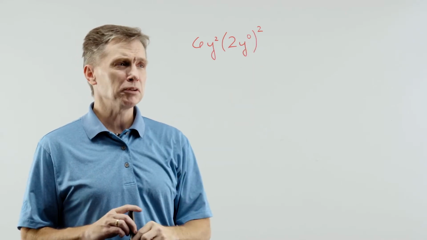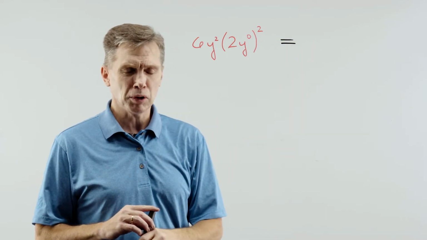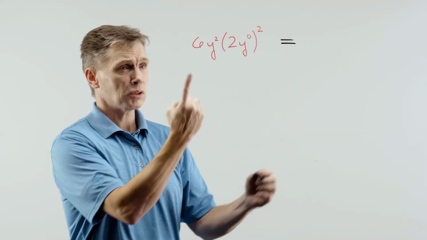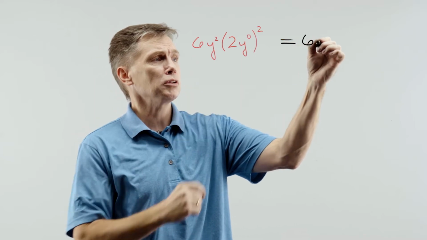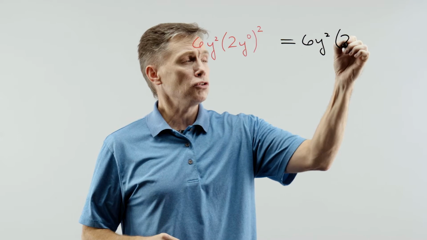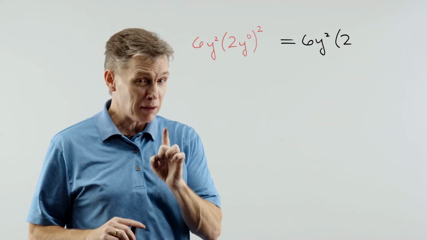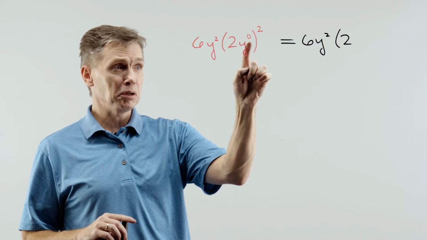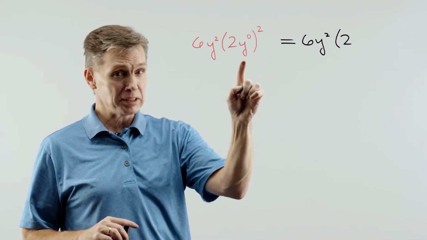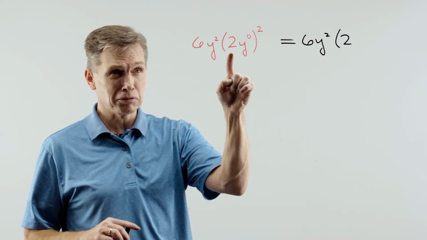So a good place to start is, whenever you have something to the 0 power, you know that that just simplifies to 1. So let's keep everything else the same, 6 y squared, and even the parentheses. The 2 on the inside, I'm pausing a little bit here because you have to pay attention to the exponent of 0. It's only attached to the y, okay? This 2 does not have that exponent of 0.